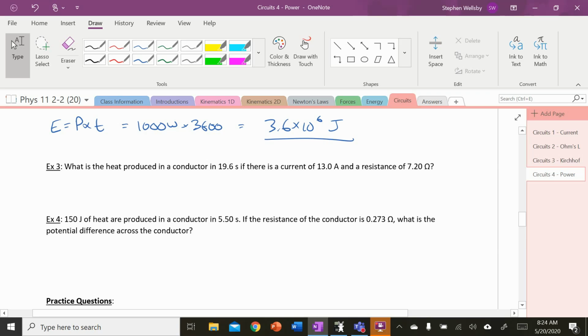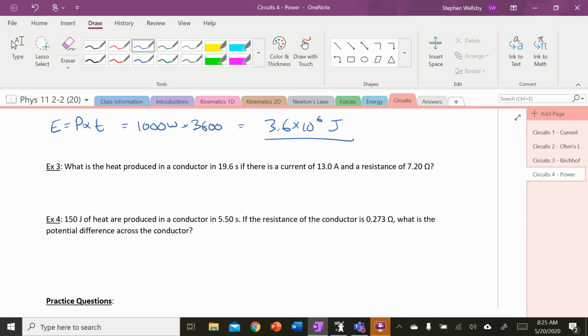Okay, so number 3, what's the heat produced in a conductor in 19.6 seconds if there's a current of 13 amps and a resistance of 7.20 ohms? So something to keep in mind, if we think about an electrical stovetop, what you've got in an electrical stovetop is that curl of metal, and that curl of metal is essentially just a conductor. It's a piece of metal, which is what a conductor is.